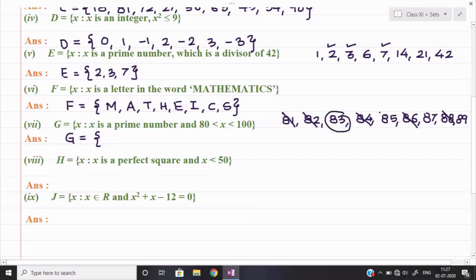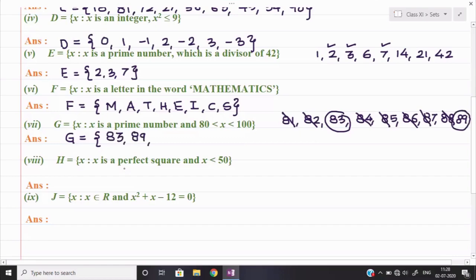85 is divisible by 17 as well as 5. 87 is divisible by 3. Then 89 is also not divisible by any other number. So our first entry will be 83, which is a prime number between 80 and 100. Then the second one is 89.